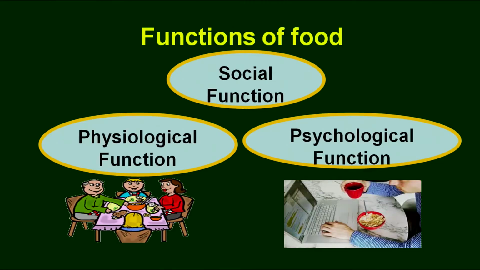We have divided the functions of food into three categories: social functions, physiological functions, and psychological functions. Now we will understand what we mean by these three types of functions of food. Let us understand one by one.